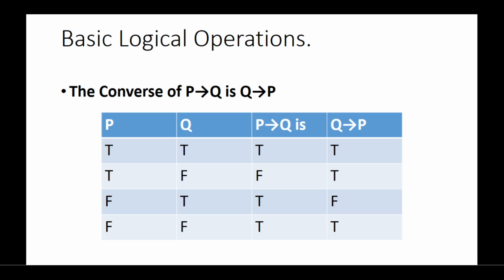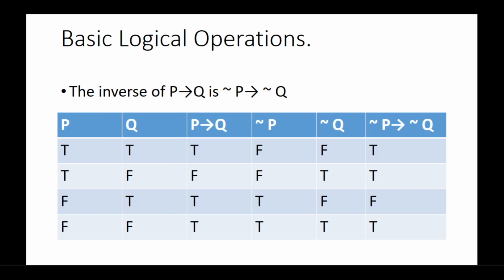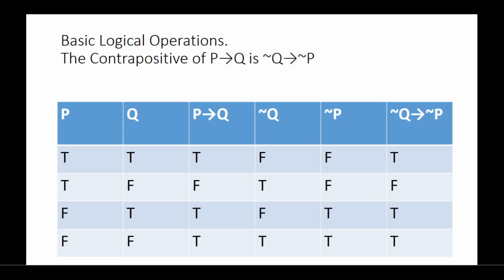So this is the truth table for converse, this is the truth table for inverse, and this is the truth table for contrapositive. You observe that P implies Q, that is true, false, true, true, is the same as negation of Q implies negation of P, that is contrapositive: true, false, true, true.